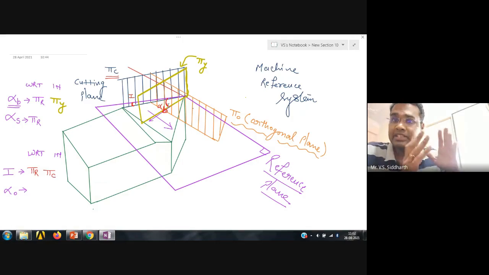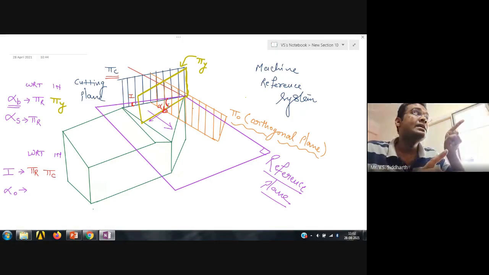Have you understood the difference between inclination angle and the back rake angle? Both of them are same. The only difference is the plane on which you are measuring.